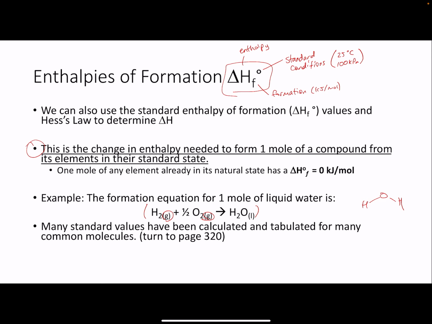You can see a posted one for more details. You'll see standard values, and that'll tell you the energy change associated with these formation equations. So let's do an example.